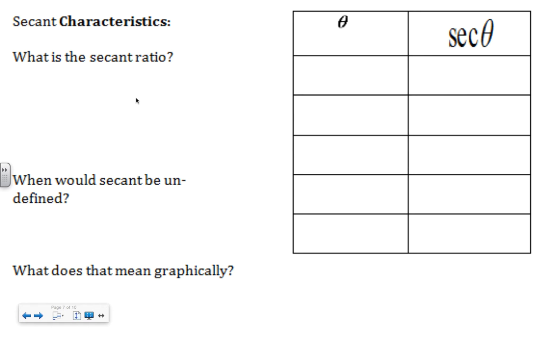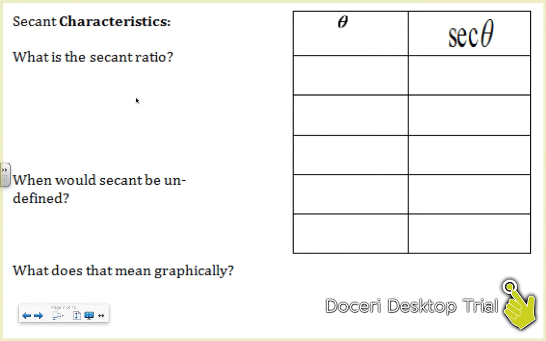For secant and cosecant, we're going to be doing the same things. The big thing you need to remember is this is the inverse of cosine. So one thing I do when I'm graphing these, and I do this every time, I graph cosine and then I use that to help me graph secant, and then I just erase cosine when I'm done. But I'm still doing 0, pi over 2, pi, 3 pi over 2, and 2 pi.